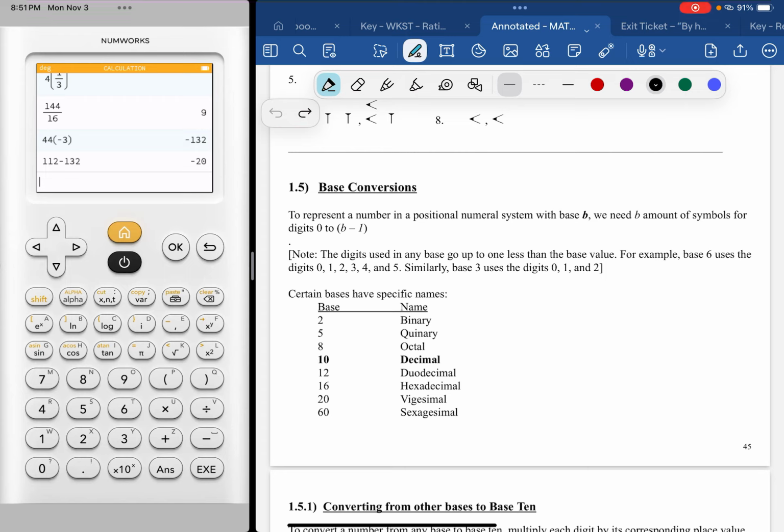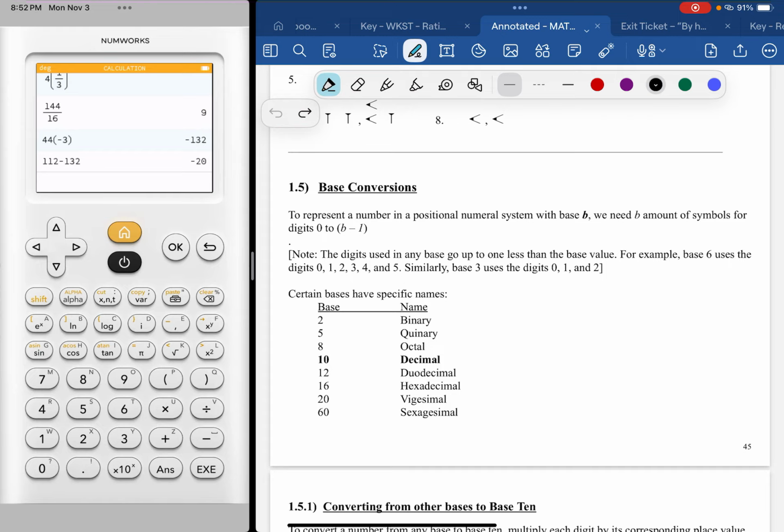All right, but let me just read this. To represent a number in positional numeral system with base B, we need B amount of symbols for digits 0 to B minus 1. All right, the digits used in any base go up to 1 less than the base value.